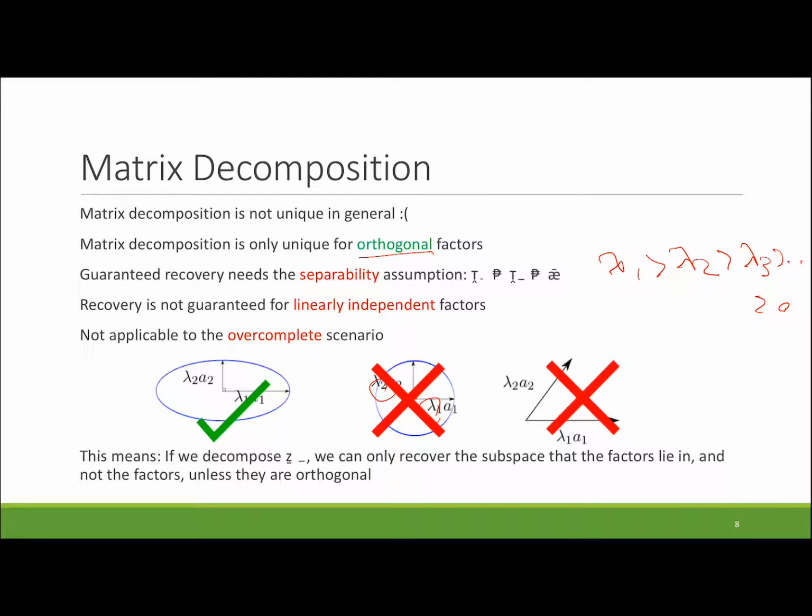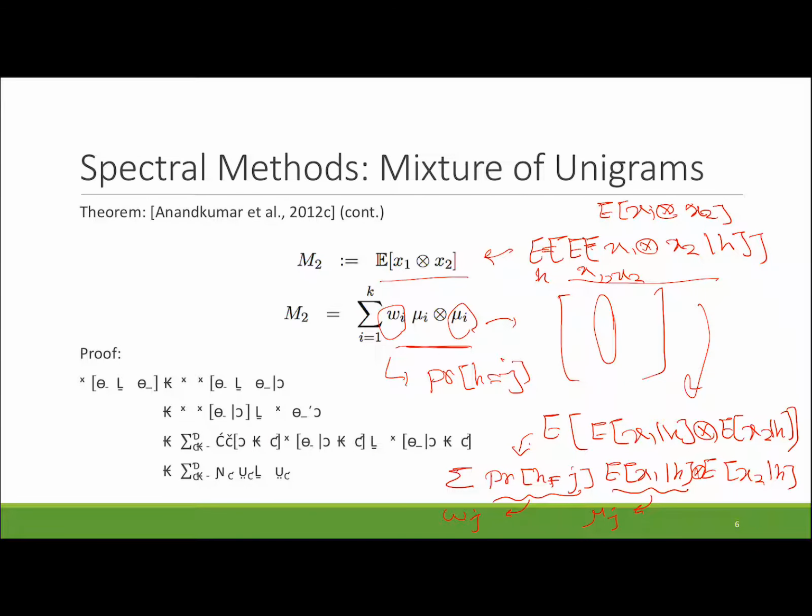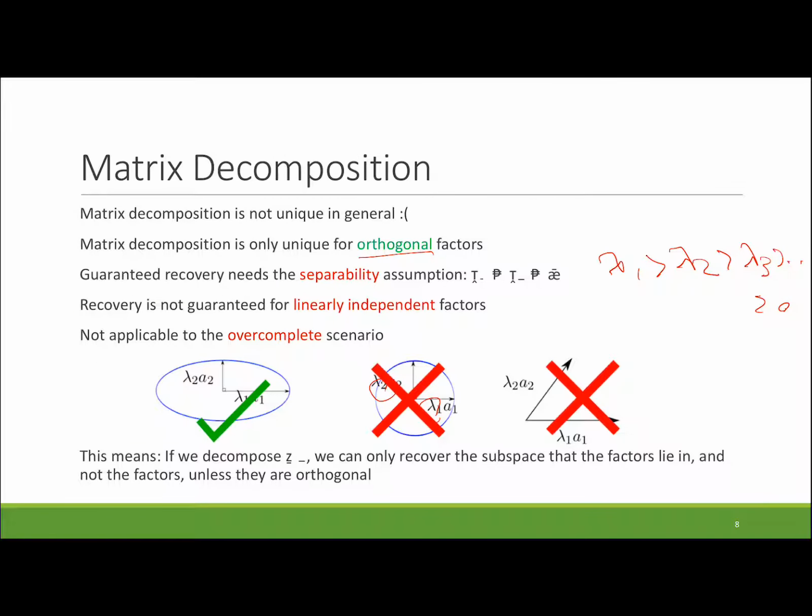How are you going to recover that? Okay, that's a great question, and we are just about to talk about that, right? So what this means is that if the coefficients are not positive and they are not distinct, and the factors, which are these columns, are not orthogonal, we are not going to be able to recover these using a matrix factorization, and rather we are only going to recover the subspace that the mu j's lie in, right? So how do we fix that?